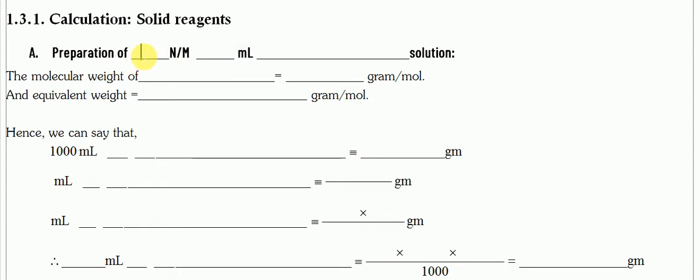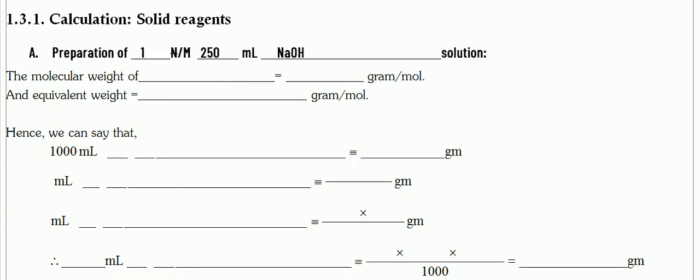The molarity or the strength was 1 molar. You have to write 1, and you can cancel out the normality section by just driving your pen through this normality. And the volume was 250 ml. I have written here 250 ml, and the name of the reagent is sodium hydroxide.